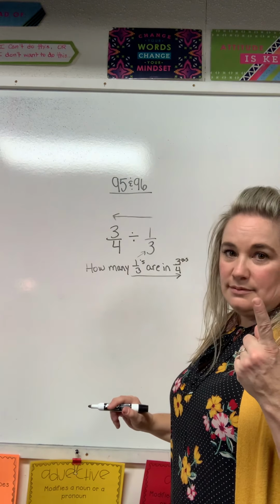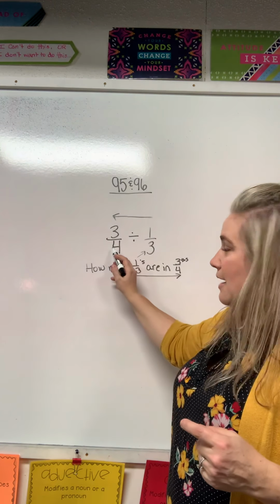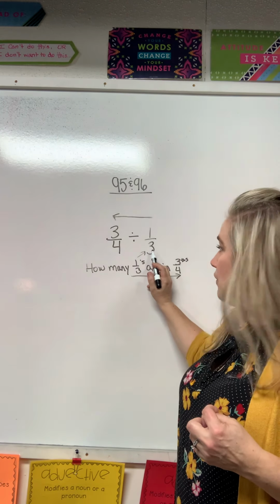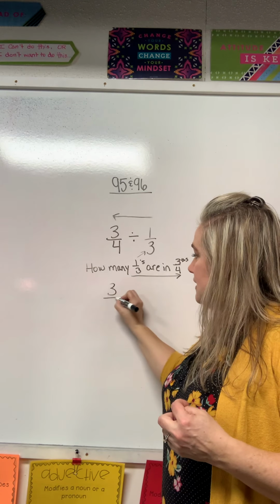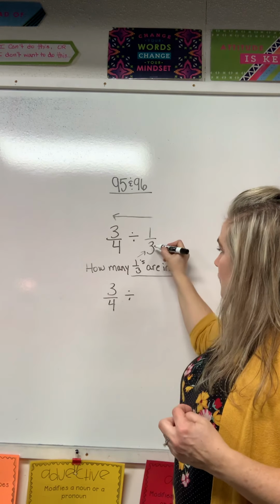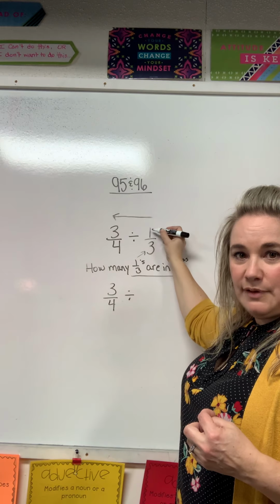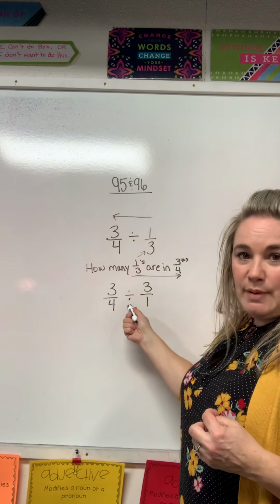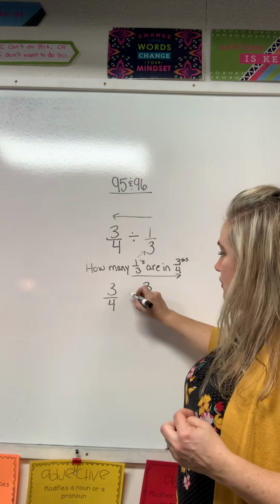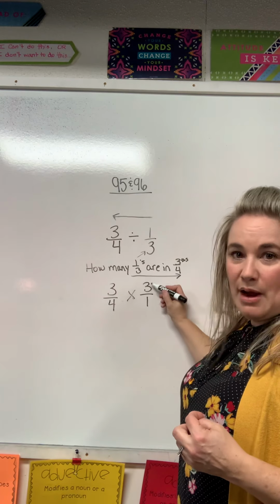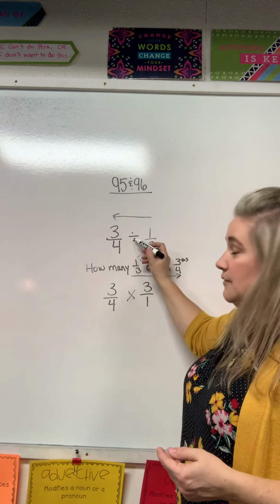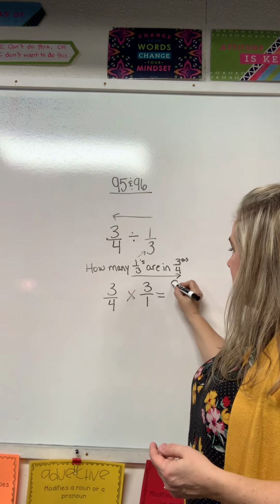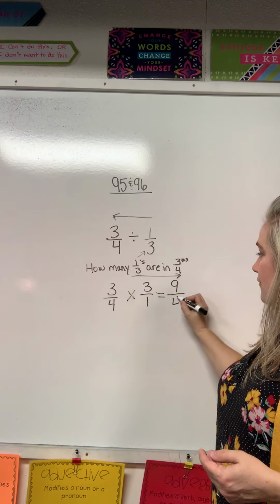Step 1, make the reciprocal. I never, ever, ever make the first fraction a reciprocal. I always make my second fraction a reciprocal. My first fraction is always going to stay the same. The reciprocal of 1/3, I just flip my numerator and my denominator into 3/1. And now I can change my division sign to a multiplication sign because I've now made my reciprocal. Once you make your reciprocal, that division problem becomes a multiplication problem. So 3 times 3 is 9, 4 times 1 is 4.